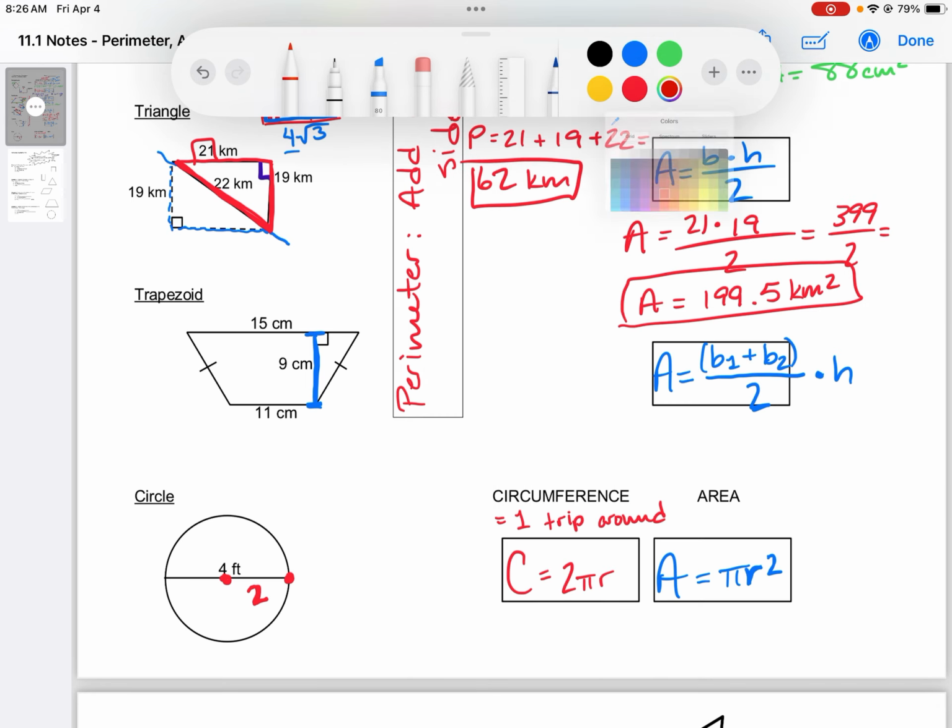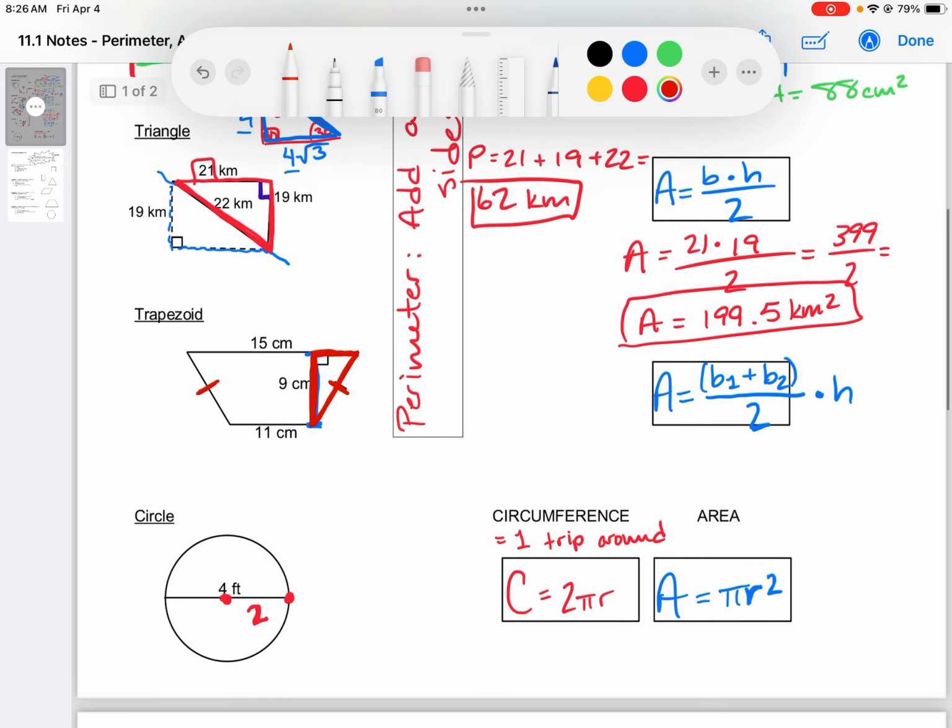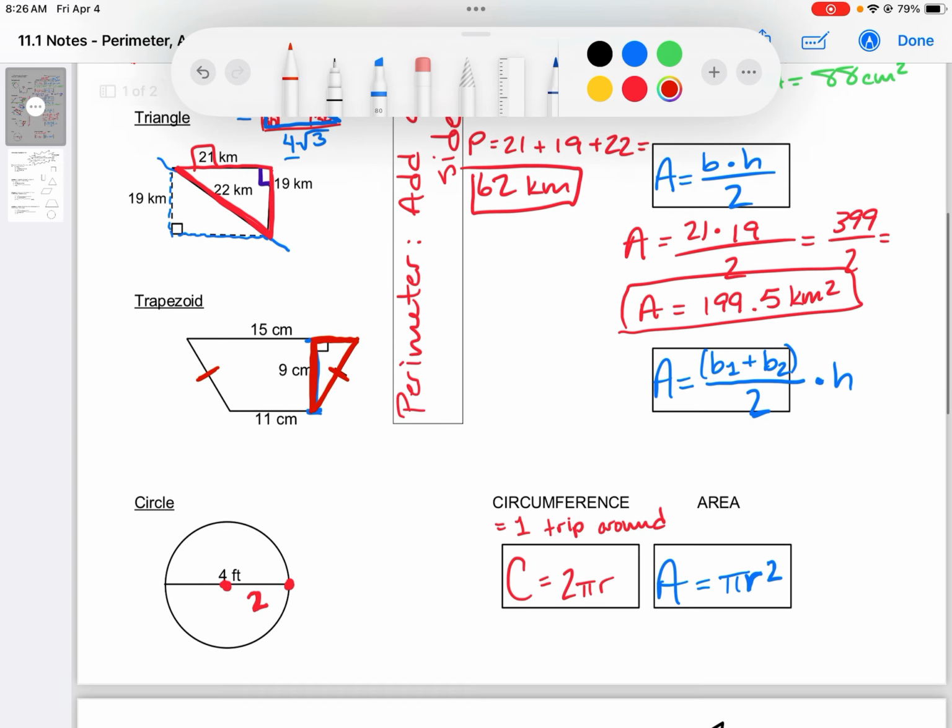And then our trapezoid. For the trapezoid, the perimeter is going to be all the sides. Well, guess what? This is an isosceles trapezoid. So I know the legs are congruent, but I don't know what they are. So similar to our problem above, we're going to need to use Pythagorean theorem. So there is a way we can figure this out, okay?